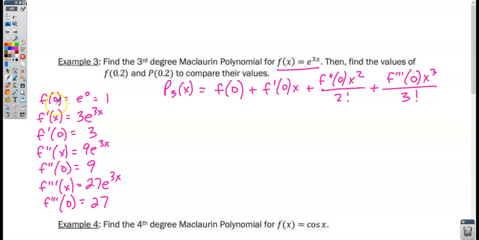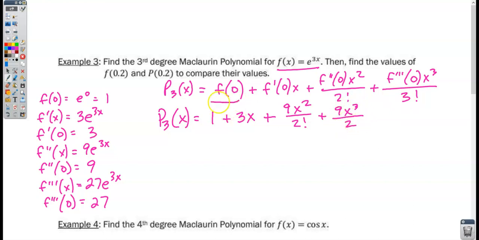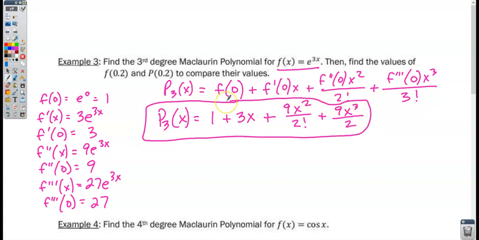Now that I have the value of the function and its necessary derivatives, I can write the third degree Maclaurin polynomial for this function. That's going to be p sub 3 of x equals f of 0 plus f prime of 0 times x plus f double prime of 0 x squared over 2 factorial plus f triple prime of 0, which is 27 over 3 factorial. So that's 27 over 6. I'm going to go ahead and reduce that, and 27 over 6 reduces to 9 over 2. So this is our third degree Maclaurin polynomial for f of x equals e to the 3x.